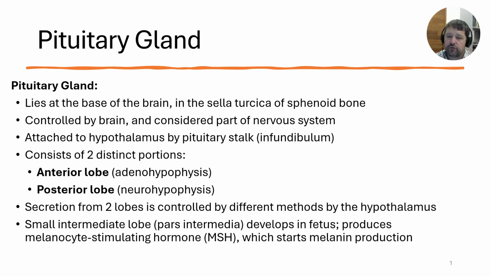You also have a small intermediate lobe called the pars intermedia. That controls the production of melanin. Remember, the purpose of melanin is to protect the body from UV radiation. It's what causes darker pigments in hair, skin, eyes, etc., because melanin, that darker pigment, helps control UV and not allow UV rays to damage DNA.